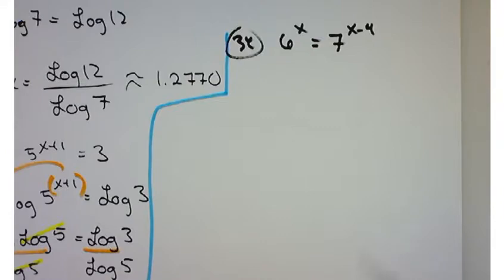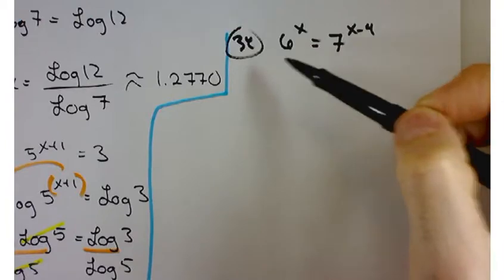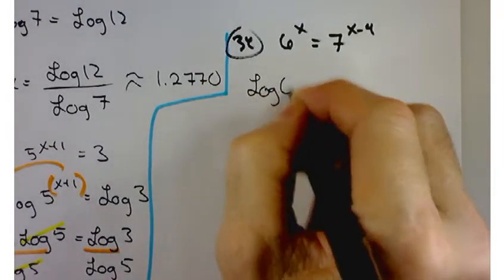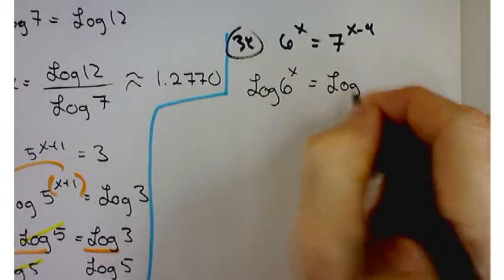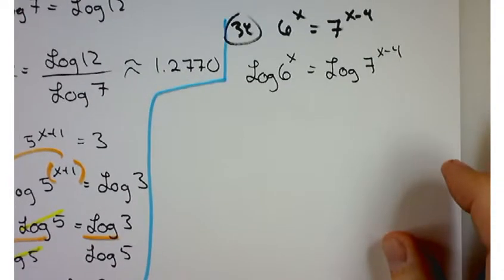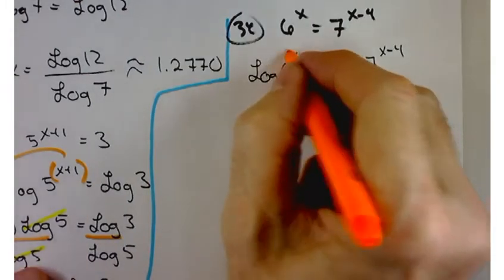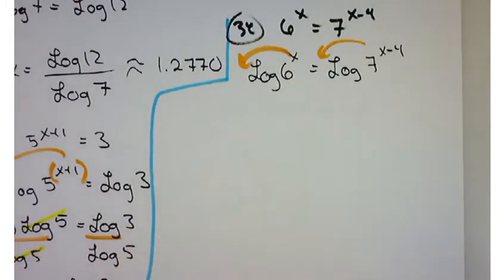So please don't just put the exponent out in front now, because you can't. You have to take the logs first. That's what gets all this done for us. So the log of 6 to the x equals the log of 7 to the x minus 4. And then what? All right. These two come out in front.